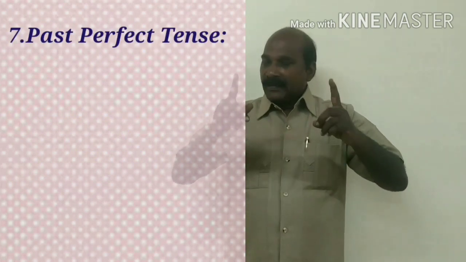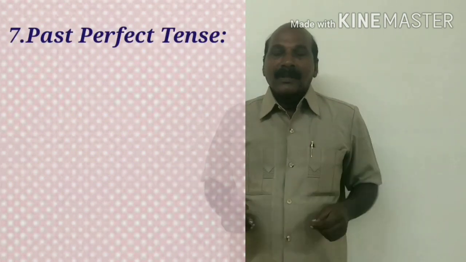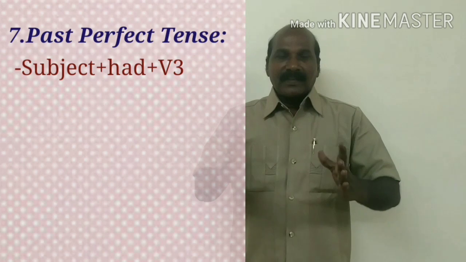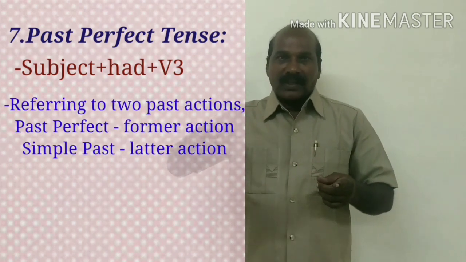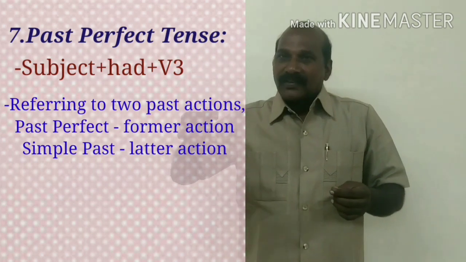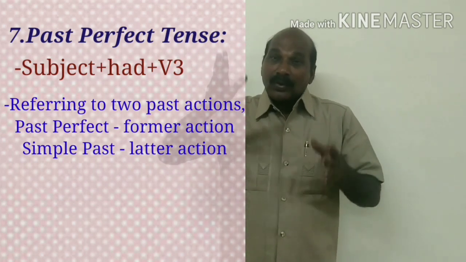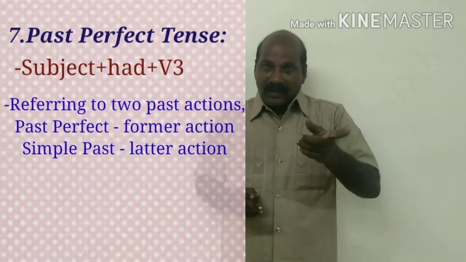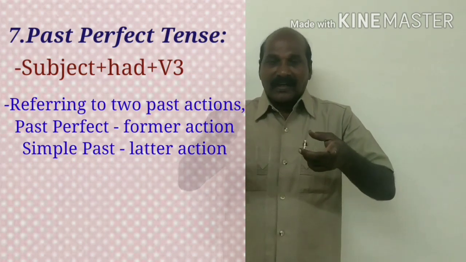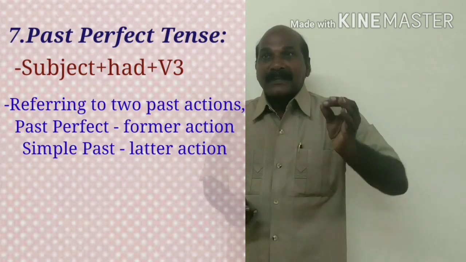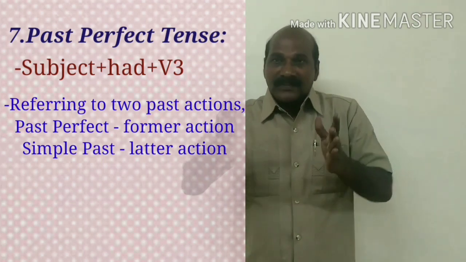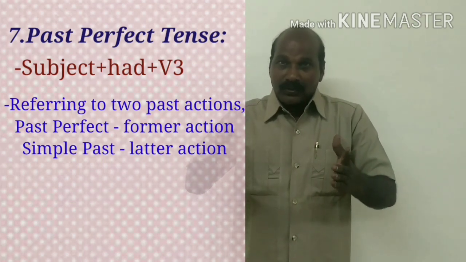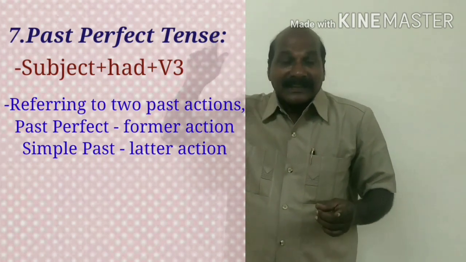Next tense, the seventh one, past perfect tense. The basic formula for it is subject plus had plus V3. We use this tense to refer to two past actions. Referring to two past actions, past perfect tense is used to indicate the former action and simple past tense is used to refer to the latter action.